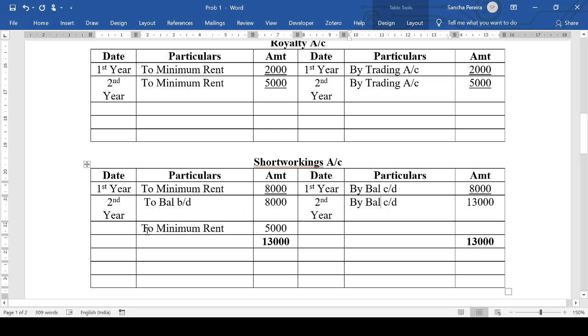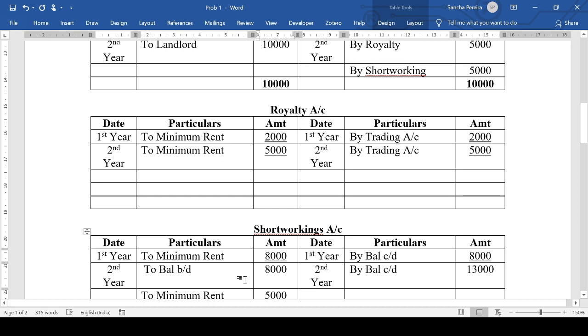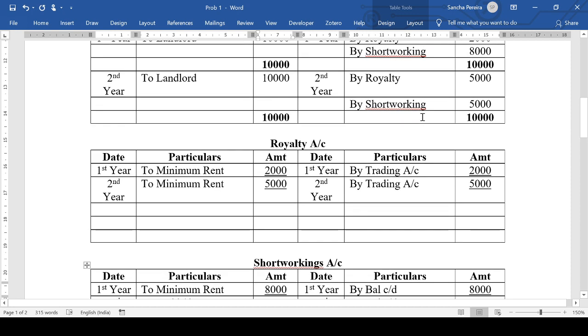Bring down the balance. Third year, balance brought down, 13,000. Okay, so we've closed all the accounts.